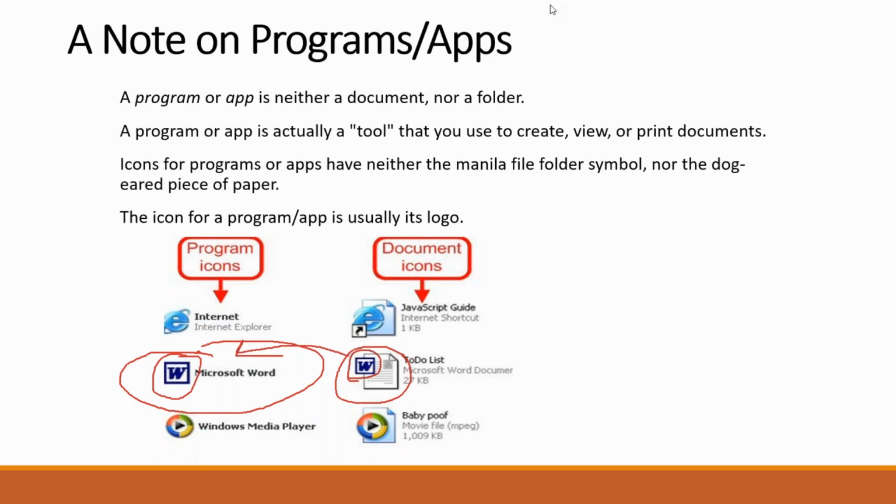So again, when we see just the logo, that's the icon for the program. When we see a dog-eared piece of paper, that's a file that we created. And it will also, in most cases, tell you what program you used to create that file.